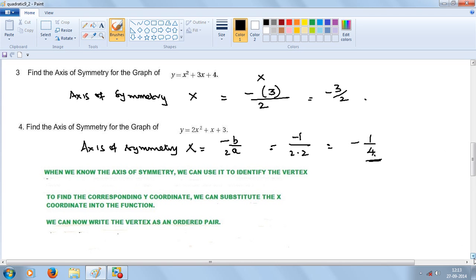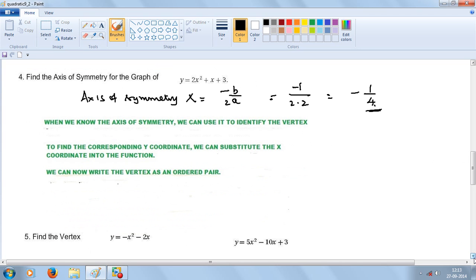And we can write it as an ordered pair. So we will just apply this in the above formula, question number 4. What is the coordinate of the vertex? x is equal to minus 1 by 4. What is y? y is equal to 2 multiplied by x square, that is minus 1 by 4 whole square, plus x, where x is minus 1 by 4, plus 3.